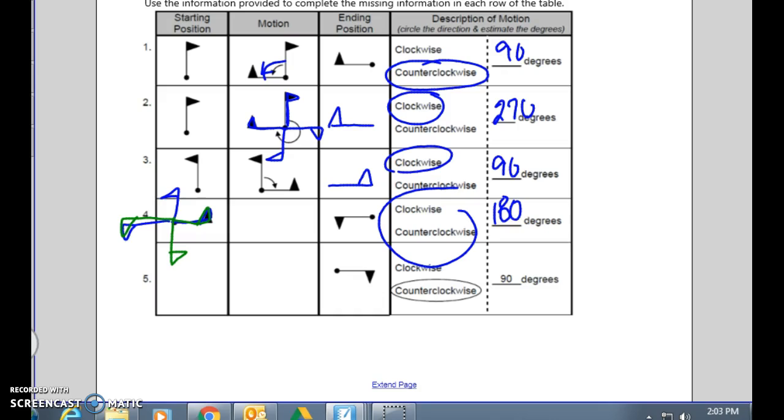Hey, is my flag standing up or down? Down. It's facing down. The original one is up. Okay, here's what tricked you.